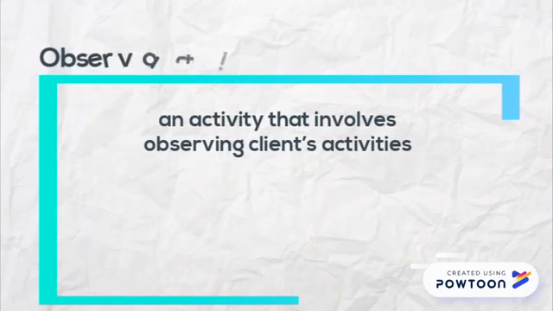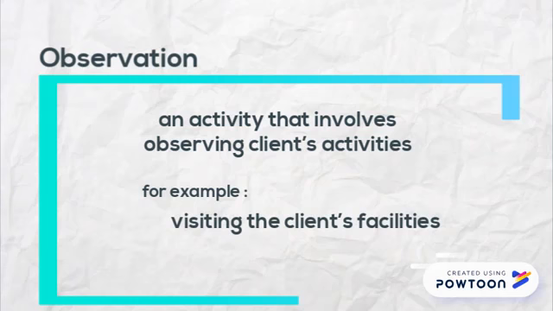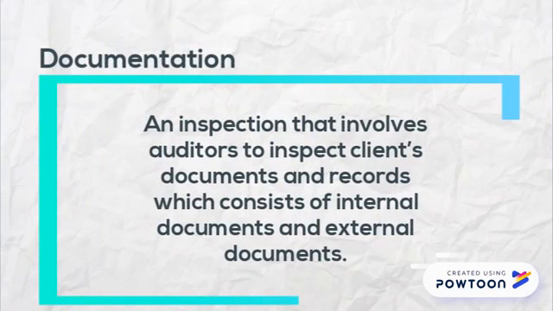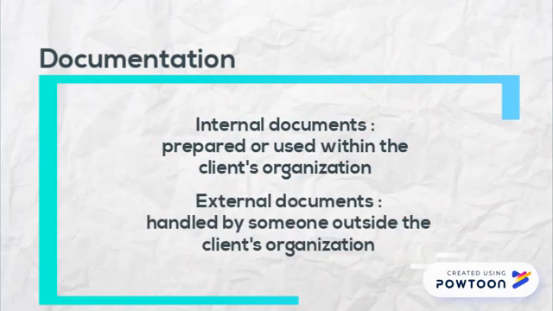Observation is an activity that involves observing clients' activities. For example, visiting a client's facilities. Documentation is an inspection that involves auditors to inspect clients' documents and records, which consists of internal documents and external documents. Internal documents is prepared or used within the client's organization. Meanwhile, external documents is handled by someone outside the client's organization.